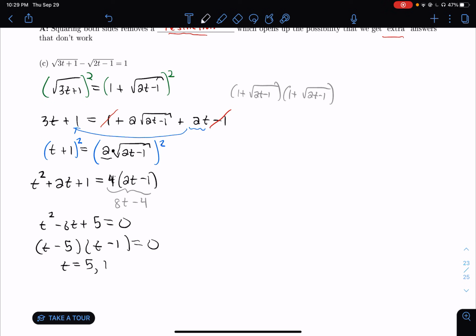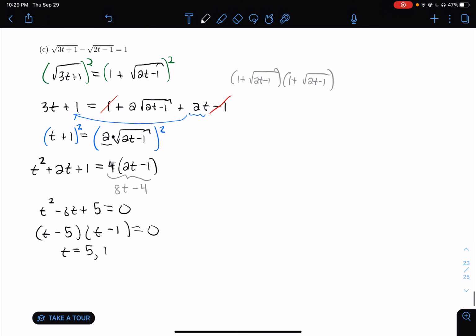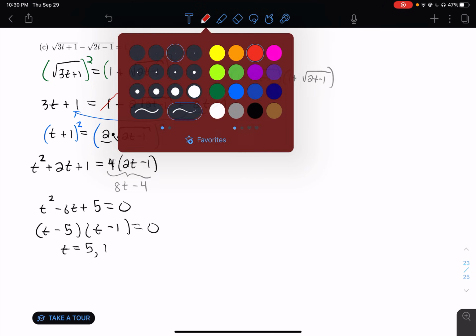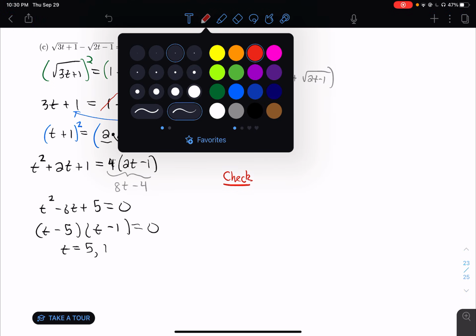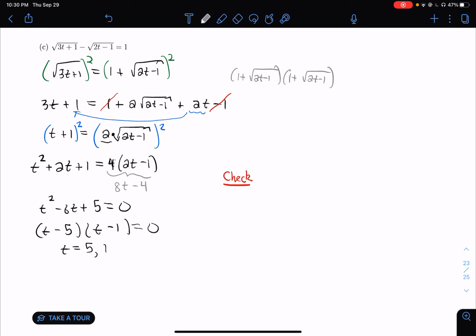Okay, so nice. Still got to check for extraneous solutions. So I still got to check. Still got to check over here, because I had an equation with a variable inside of an even root here. I got to check. All right, so let's check each of these. So I got to check t equals 5. So I'll plug it back into that original equation.